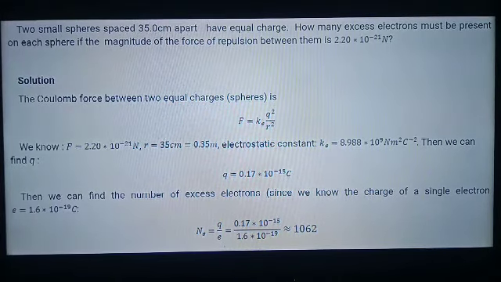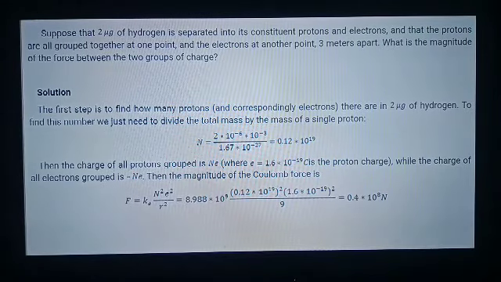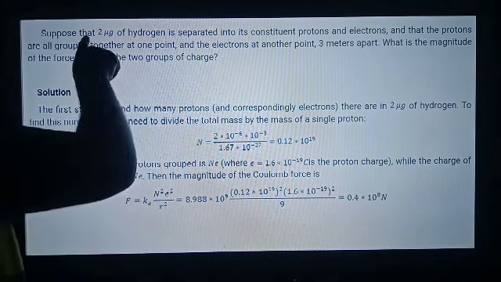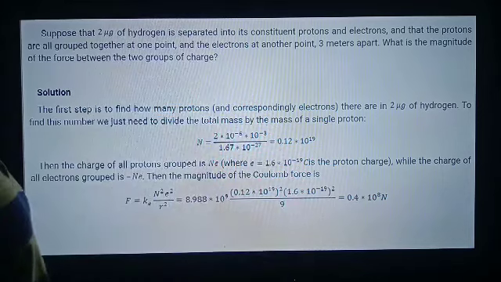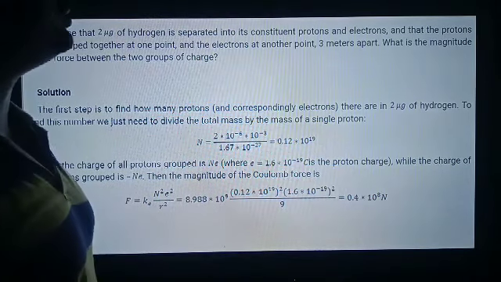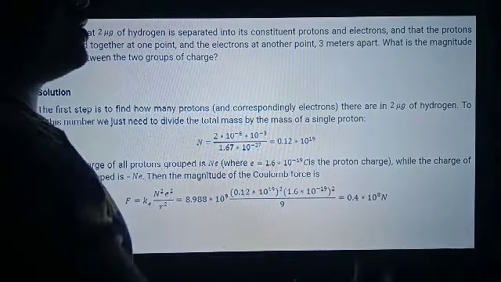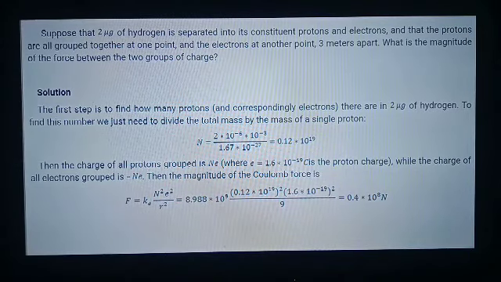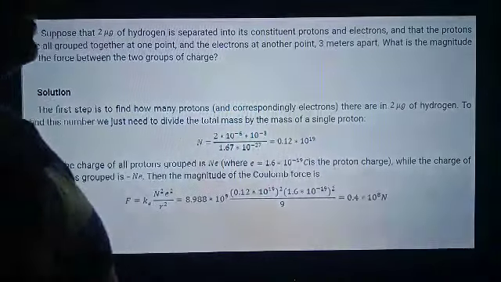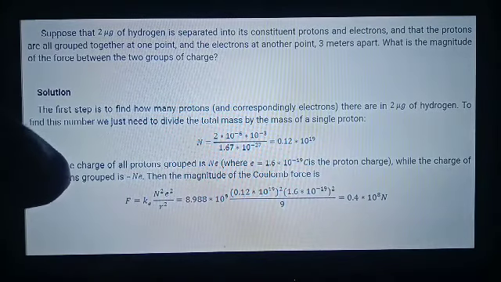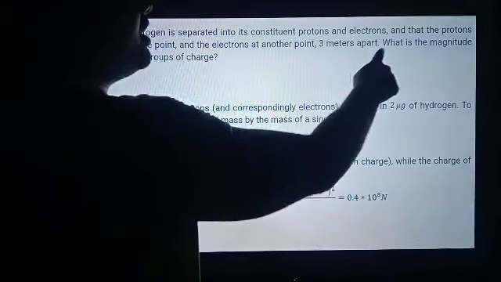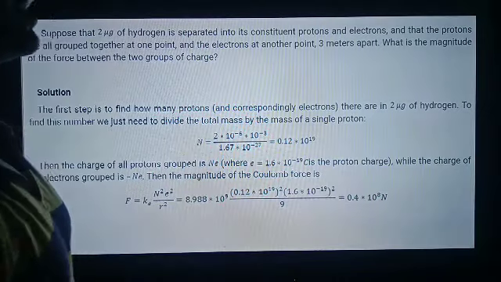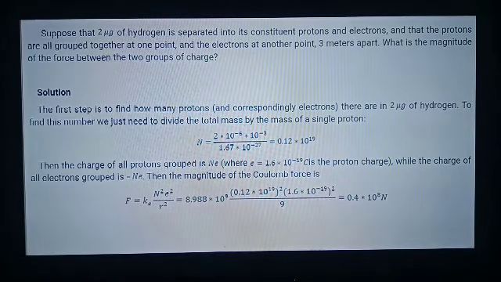Another example. In this question it is given, suppose that 2 microgram, micro is 10^-6. 2 microgram of hydrogen is separated into its constituent protons and electrons. A hydrogen atom has 1 proton and 1 electron. The protons are all grouped together at one point and the electrons at another point 3 meter apart. This is the distance r. What is the magnitude of the force between the two groups of charge? We have to find out the force F.